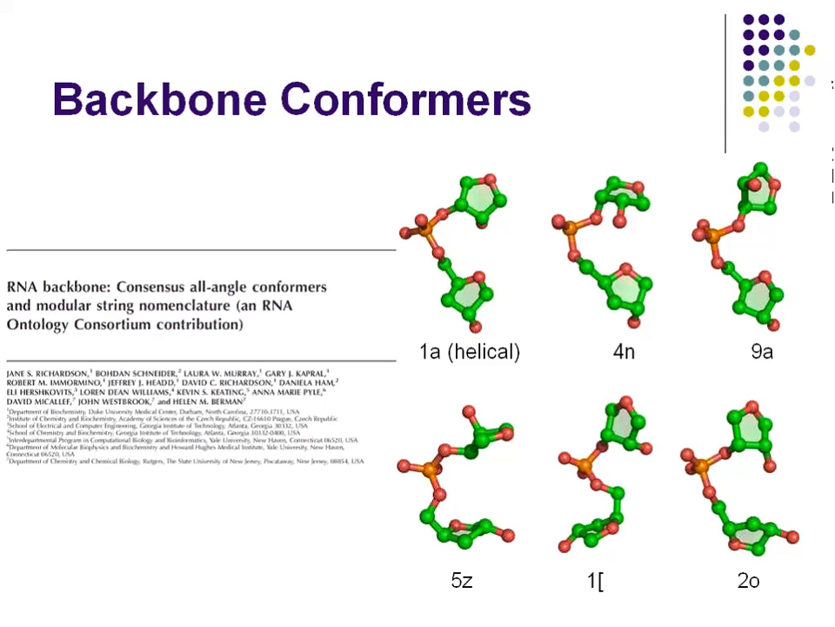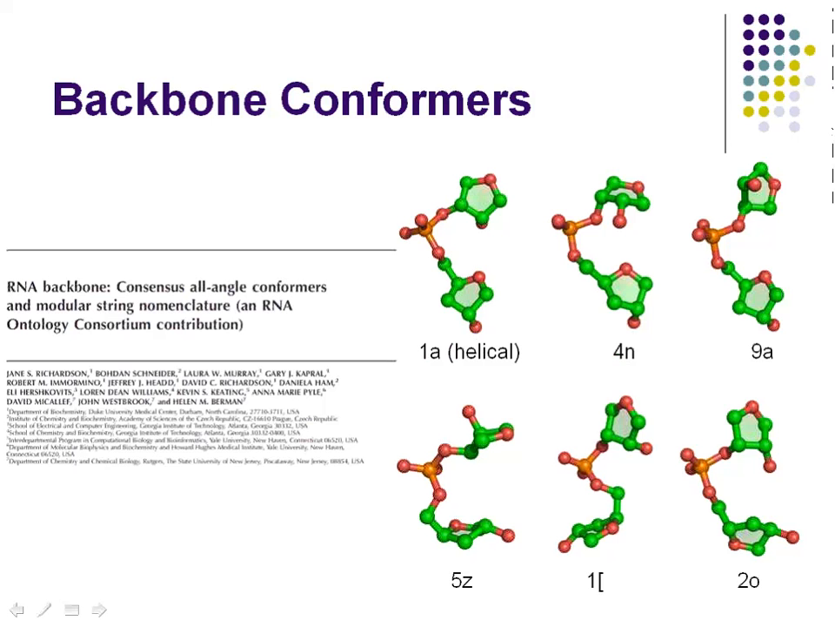So the backbone conformers, you can think of these as the RNA equivalent of a protein side chain rotamer library. Here, instead of working with the side chains, you're looking at the backbone. The consensus conformer library enumerates about 50 different preferred configurations for the RNA backbone. I'm showing 6 of them here. They're all given 2-character names, a number and a letter. So 1A, for example, is the helical conformer. That means a standard A-form RNA helix looks like this, and it can be called the 1A conformer.